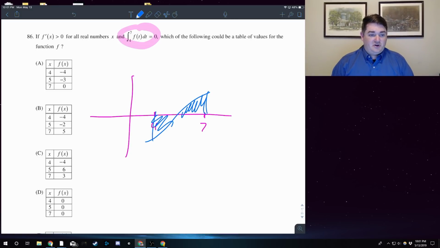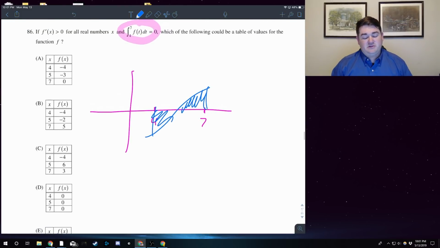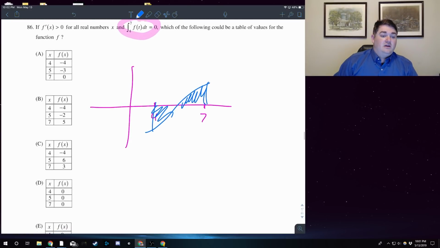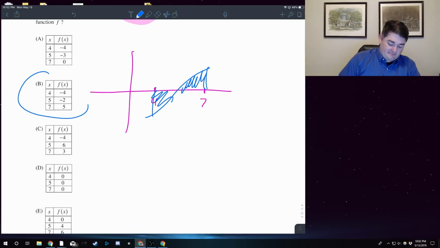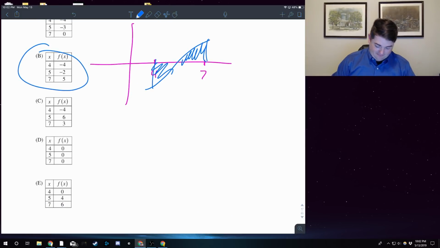So I'm looking for an answer choice that's increasing and goes from positive to negative. Increasing, I said that backwards. I'm looking for an answer choice that's increasing that goes from negative to positive. And B is that. It's the only one that's increasing and changes from negative to positive. C looks good, but it's not increasing.